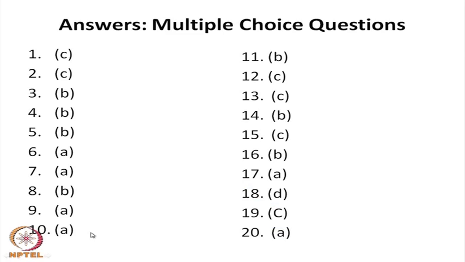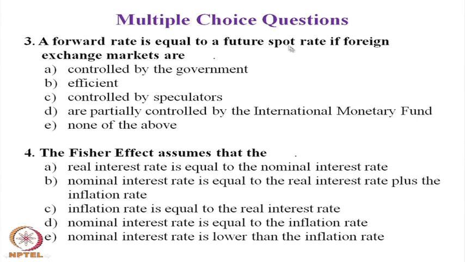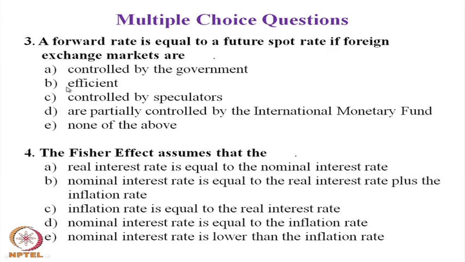Then number 3, answer is B. What is question number 3? A forward rate is equal to a future spot rate if foreign exchange markets are efficient. The foreign exchange market is efficient whenever there is no tax, no barrier to flow of funds, and no such kind of transaction cost. If the market is efficient, then the forward rate equals the future spot rate. That is question number 3, answer is B.